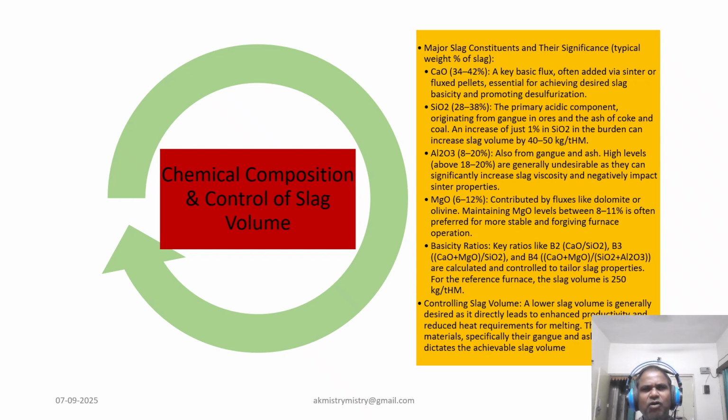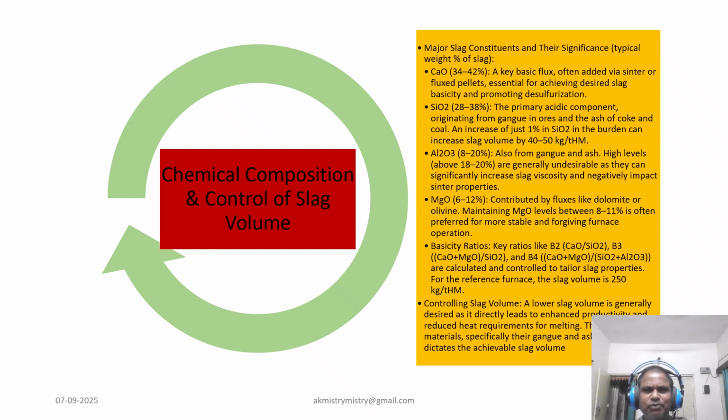hot metal. Alumina, 8 to 20%, also from the gangue and ash. Even somewhere it looks more, 21, 22% even. Levels above 18 to 20% are generally undesirable due to increased viscosity. Magnesium oxide, 6 to 12%, from fluxes like dolomite or olivine, maintaining 8 to 11% is often preferred for stable furnace operation. We use basicity ratios like B2, that is CaO by SiO2, or B3, CaO plus MgO by SiO2, to precisely tailor slag properties.